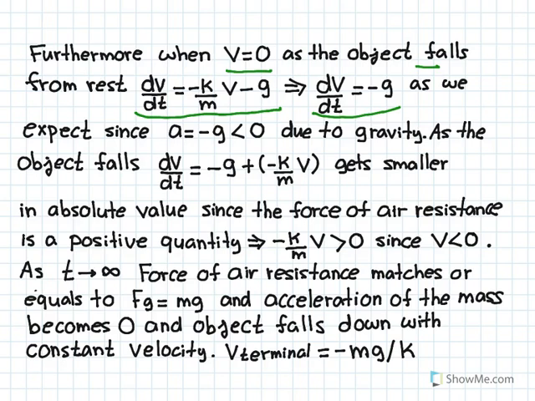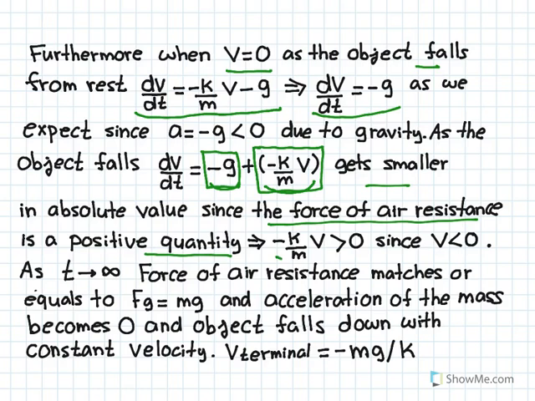But as the object falls, the force of air resistance starts to build up and oppose the motion of the object. So basically, dv/dt is equal to minus g plus negative k over m v, which gets smaller in absolute value. Why does it get smaller? Because minus g is a negative quantity, but this part is a positive quantity. Even though there's a negative in the front, it's positive, because velocity is negative and a double negative is a positive. So the acceleration gets smaller in absolute value because the force of air resistance is a positive quantity, since minus k over m v is positive when velocity is negative.